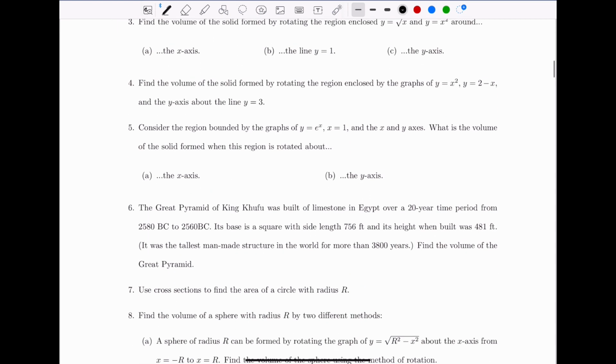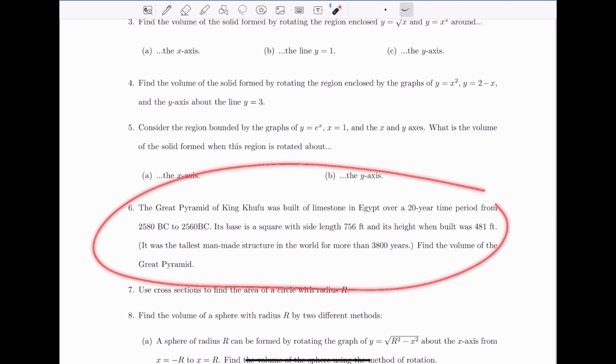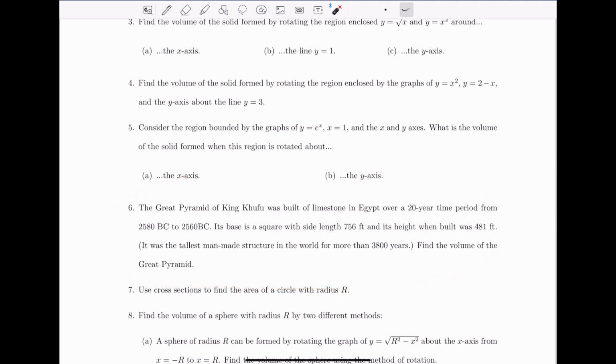Take a look at example 6. This describes the Great Pyramid of Egypt. This is actually quite a fascinating topic, and you could spend a lot of time going down a YouTube rabbit hole learning about the Great Pyramid. But it was built over a 20-year time period, and we have the dimensions here.